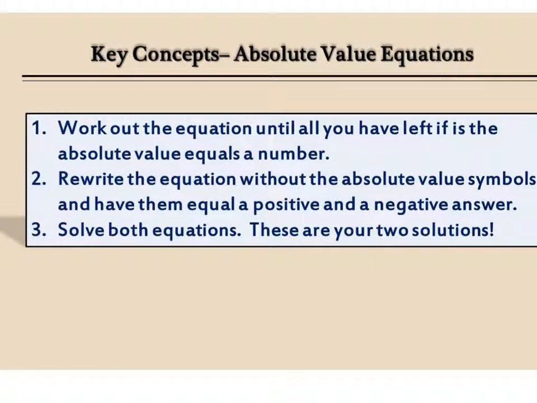All right, here's how you work an absolute value equation. You do all of the work in the equation until all you have left is the absolute value and it equals a number. Then you rewrite that without the absolute value symbol and have them equal a positive and a negative answer. Then you're going to solve both equations. The solutions are your two solutions. Let's take a look and see how that works.